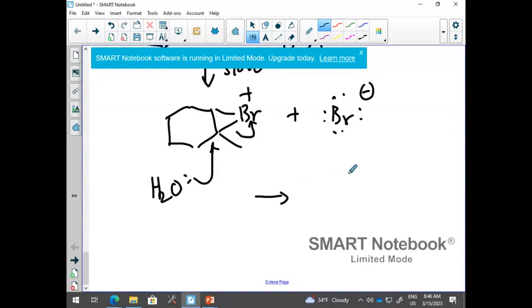So what you will be seeing in the transition state is water partially bound to this carbon, then this carbon is partially bound to bromine, and this carbon still bonds to the 3 other carbons. This is part of the ring, a 6-member ring.